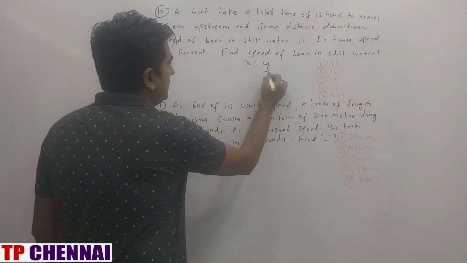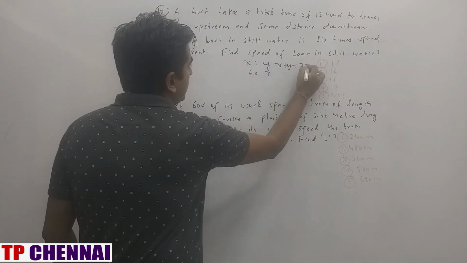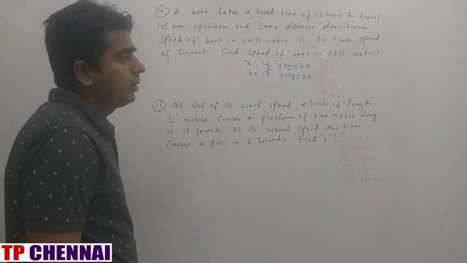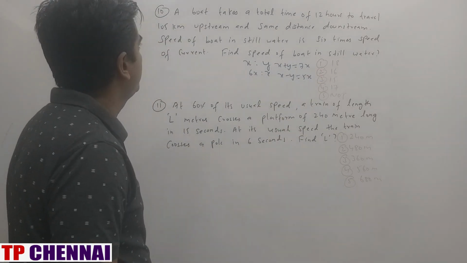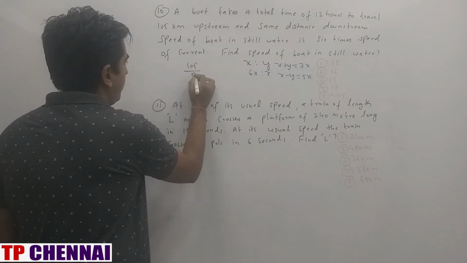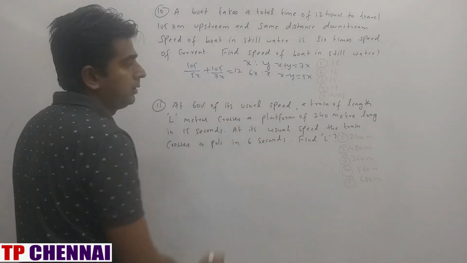So if this is x, this is 6x. So downstream is nothing but how much? 7x. Upstream is nothing but how much? 5x. A boat takes a total time of 12 hours to travel 105 km upstream.